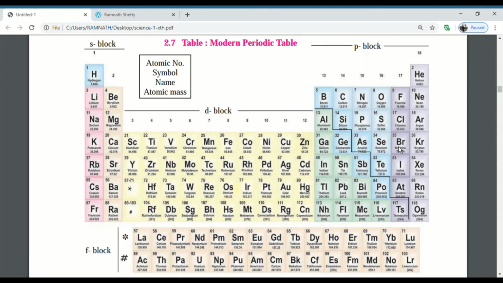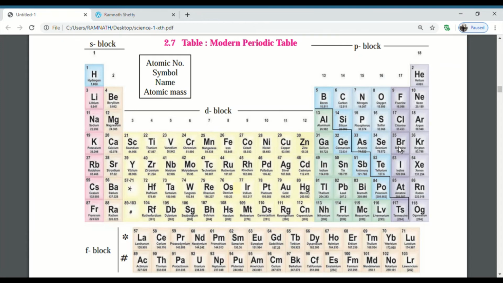So the modern periodic table was a resounding success, and that is what we follow today, primarily because one of its main features is that it is based on the atomic number. Now you know atomic number is related to the number of protons, or we can say the number of electrons, because the number of protons and number of electrons in an atom is the same.